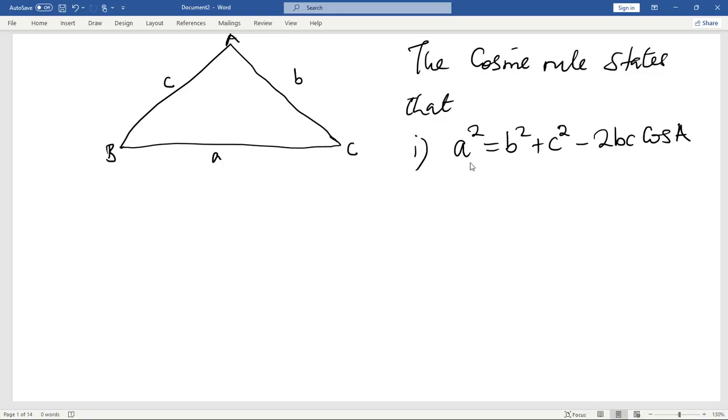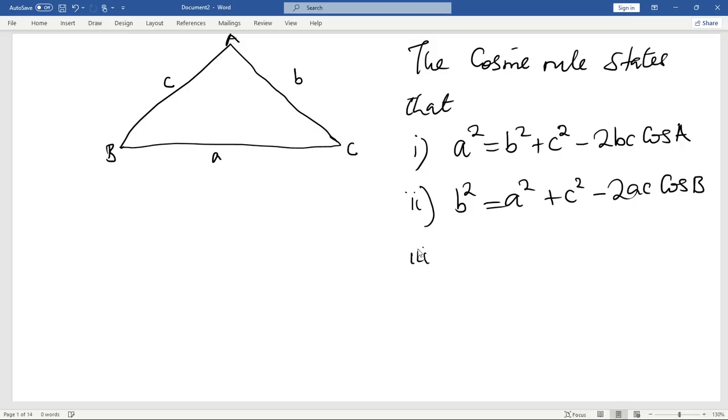Meaning that if you're given the angle A and you're told to find small letter a, the side opposite angle A, this is the formula that we use. At the same time, b squared is equal to a squared plus c squared minus 2ac cos B. So if the angle given is B, and we've been given sides c and a, and we're asked to find the side opposite angle B, we can just use the second formula.